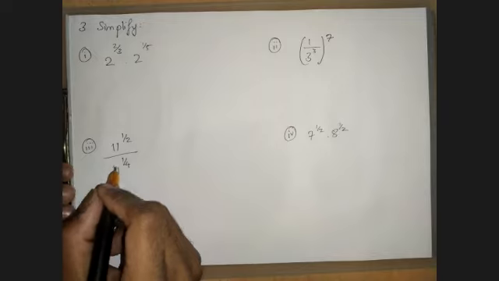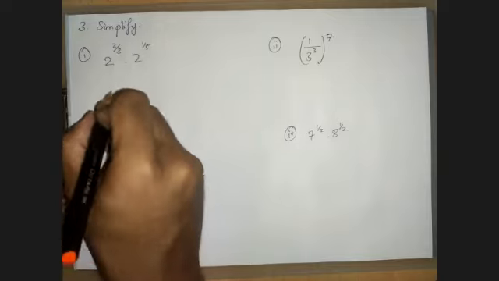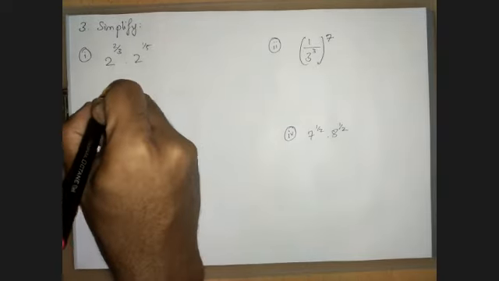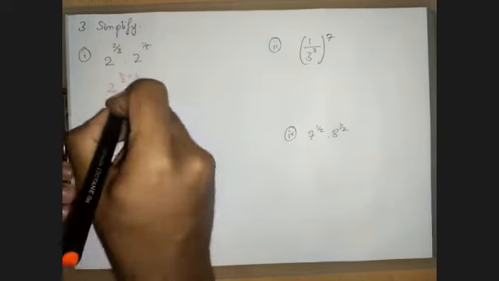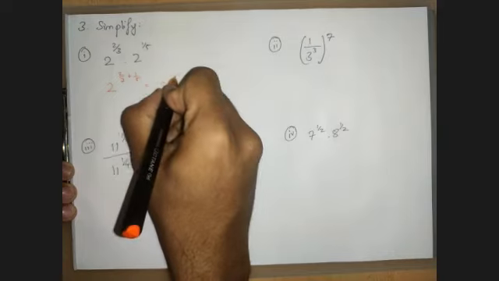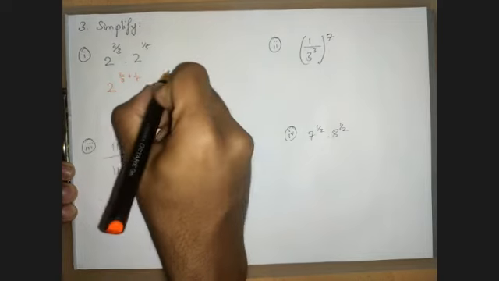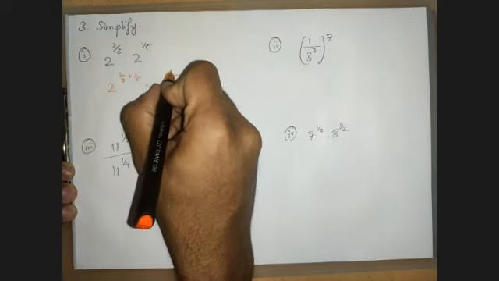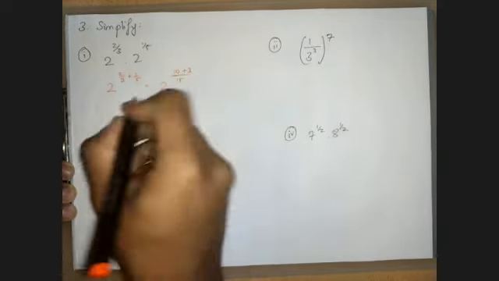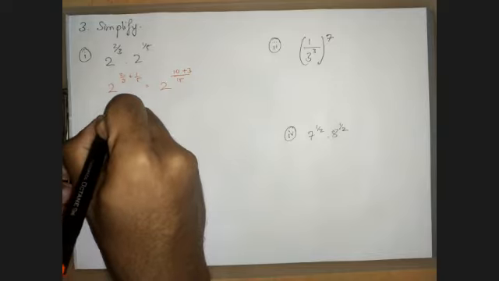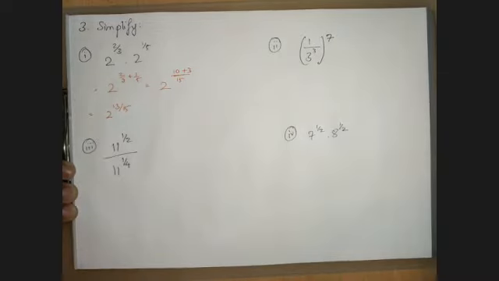So let us look at the third problem. It is 2 power 2 by 3 into 2 power 1 by 5. The bases are same, so I can add the exponents. So that is 2 by 3 plus 1 by 5. So how do I add it? I take the LCM, 15. 5 3s are 15, so 3 5s, 2 5s are 10, plus 3. So this is 2 power 13 by 15 is the answer.